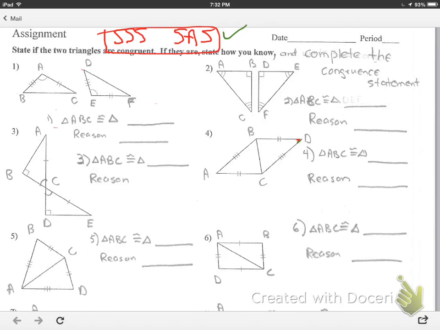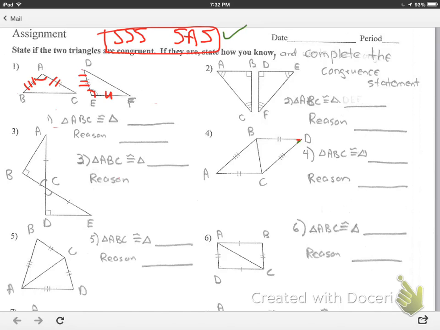Okay, on problem number 1, notice that there are two pairs of sides marked congruent on the triangles. You've got AC is marked congruent with 2 marks to EF, and AB is marked congruent using 3 marks to DE. You also have the angles that are created by the sides with the marks on them. Angle A, which is created by the 3 and 2 mark sides there, is congruent to angle E, which is created by the 2 and 3 mark sides of the second triangle. That's what we call the included angle.